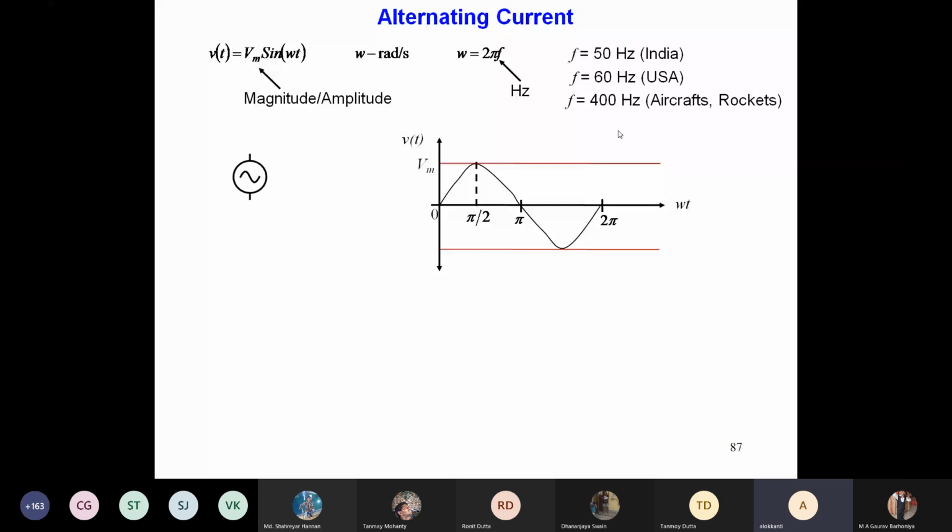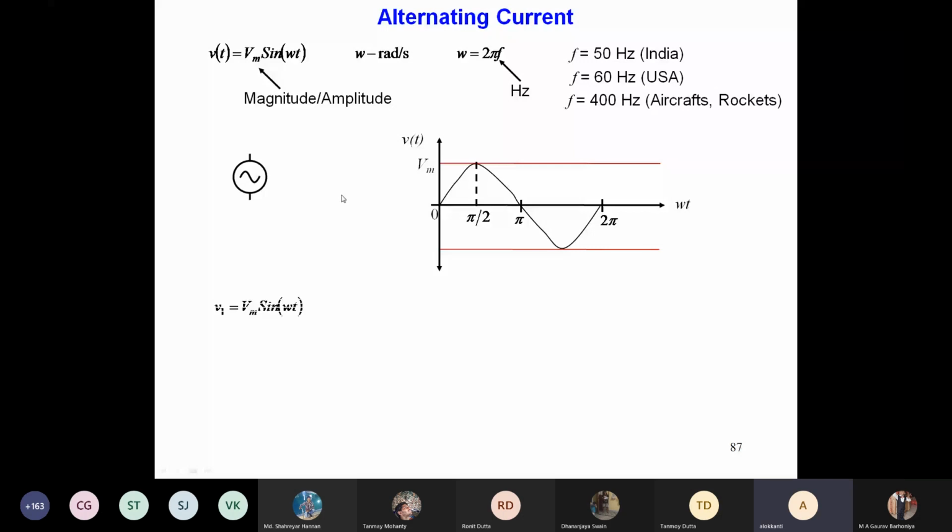You have to be very careful that the x-axis is omega t. If it is the time axis, you know what the changes are. What it shows is that the voltage varies from plus Vm to minus Vm in a sinusoidal manner. It becomes maximum at pi by 2, minimum at 3 pi by 2, and so on. So you can draw this. This is the alternating voltage source, and I've shown just one waveform.